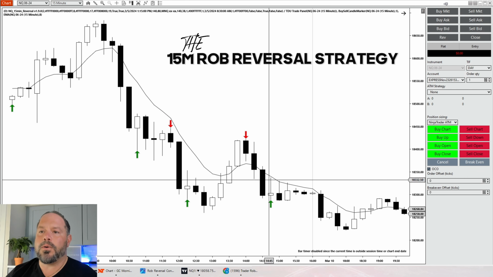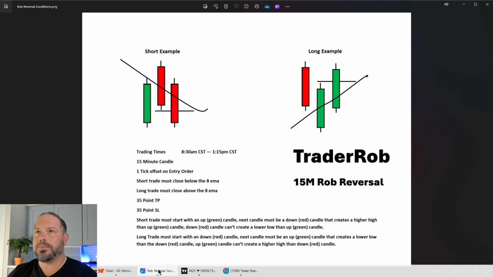So let's go over the actual rules and conditions for this trade. It is essentially a very simple candlestick pattern that we are looking for in a particular time period of the day. So the trading times for this strategy is between 8:30 a.m. Central Time. Now I am in Central Time. You guys just make your adjustments to wherever you're at. And I end my session at 1:15 Central Time.